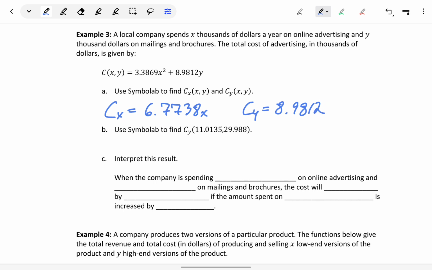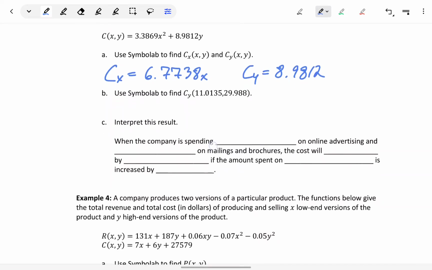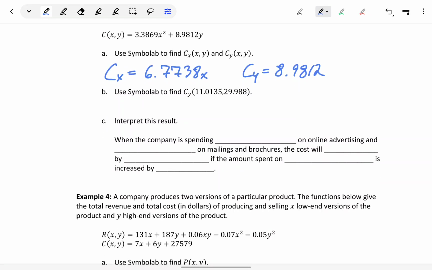In part B, then, we're asked to evaluate c sub y, that first partial derivative with respect to y, at this given xy pair. C sub y, that first partial derivative, has no variables in it, so regardless of what our x and y values are, this result will be 8.9812. We'll note real quickly here that we ended up with a positive result for our derivative function, and we were differentiating with respect to y.